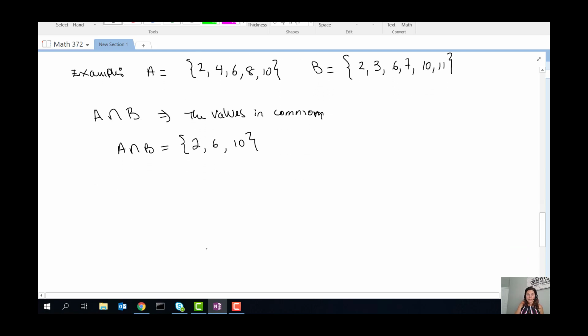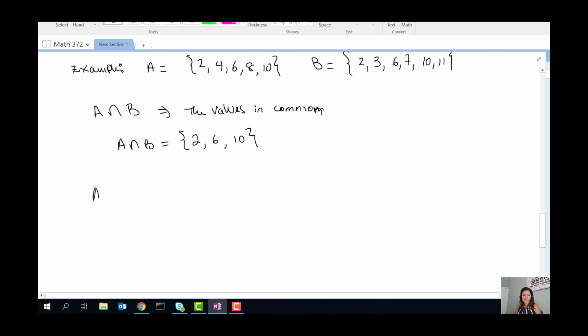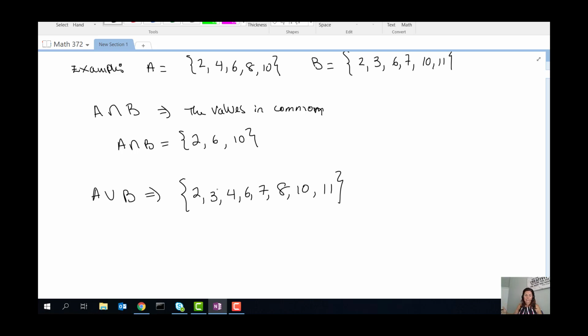And then the union. If I'm asking you to find A union B, the union is as it sounds, you just put the two sets together. So A union B would be everything that's in A combined with everything that's in B. Now notice that because 2, 6, and 10 are already in A, I don't need to list them twice. So essentially it will be 2, 3, 4, 6, 7, 8, 10, and 11. The things that they have in common, we only list once. So that would be A union B. So intersection is what do they have in common, and the union is just throw everything together.